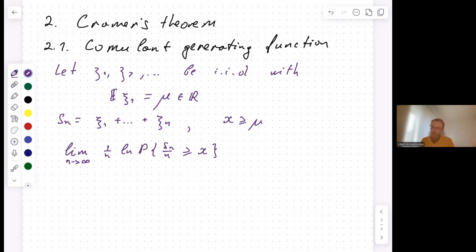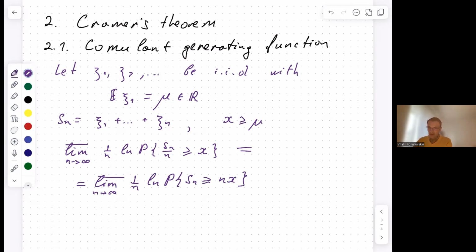And now I would like to get the bound from above. The bound from above is much easier to obtain in general case than the bound from below. I will consider the lim sup. And then let's compute further. It is the lim sup as n goes to infinity of 1 over n logarithm of the probability that Sn is larger or equal than nx.